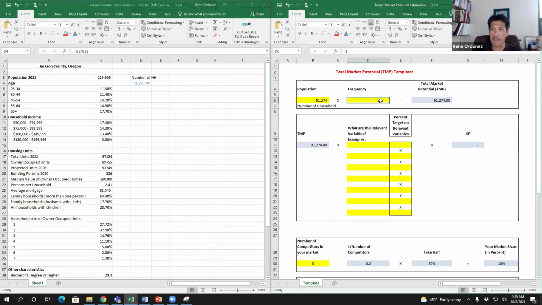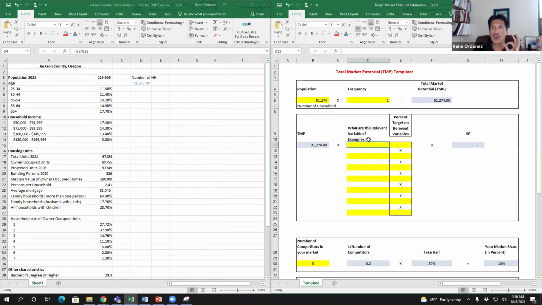Now, frequency. The frequency of purchase will depend upon the business that you're proposing. If this were a health exercise gym, you're talking about number of members, and the frequency of purchase per year might be 12, especially if they are doing a monthly subscription. For new construction, maybe the frequency will be 1, meaning a household, if they purchase this product or service, will probably only do it once.